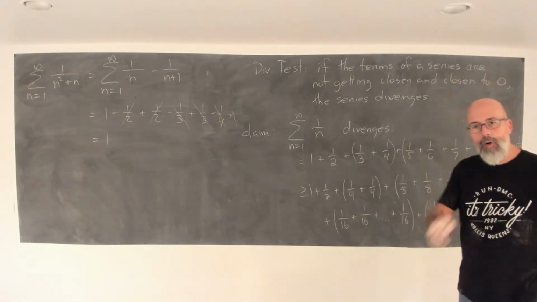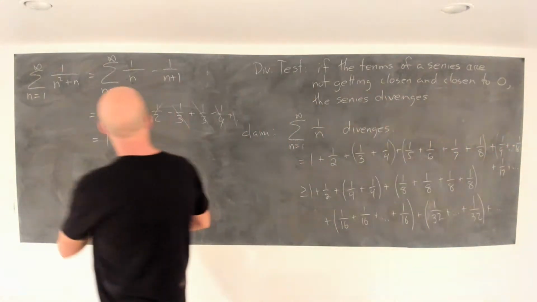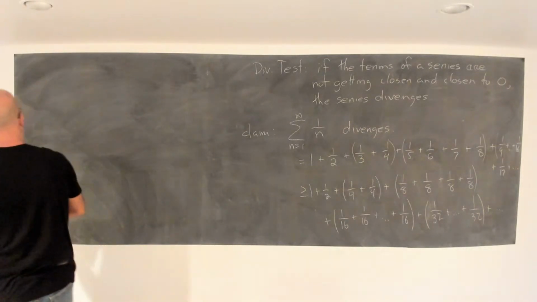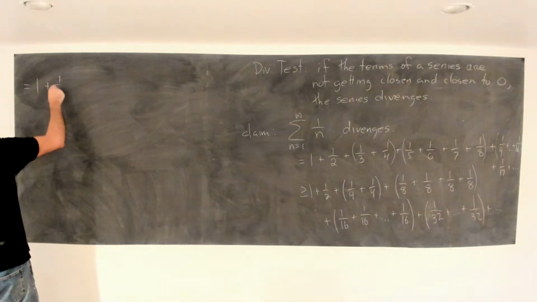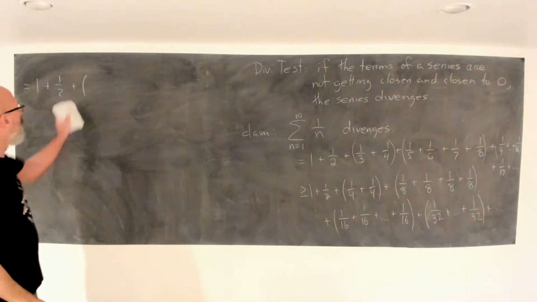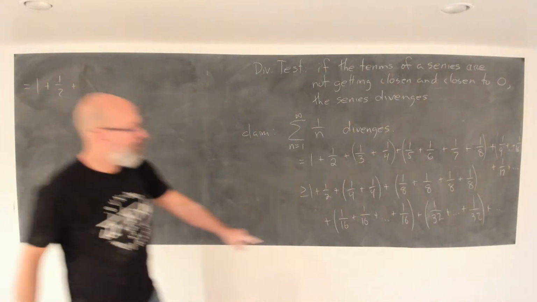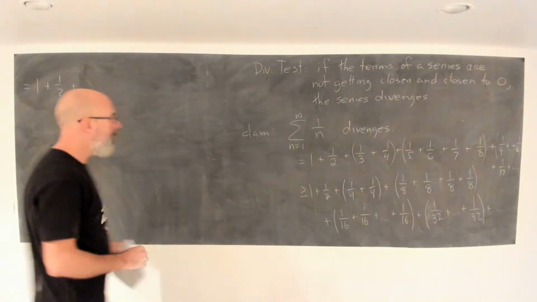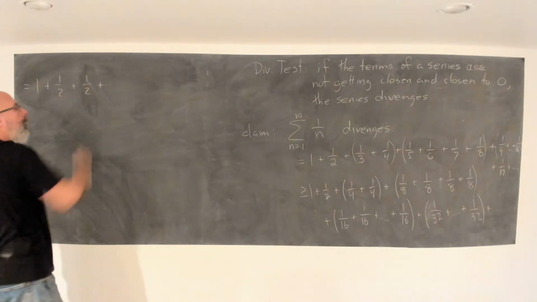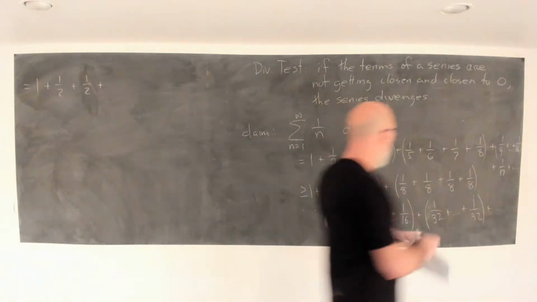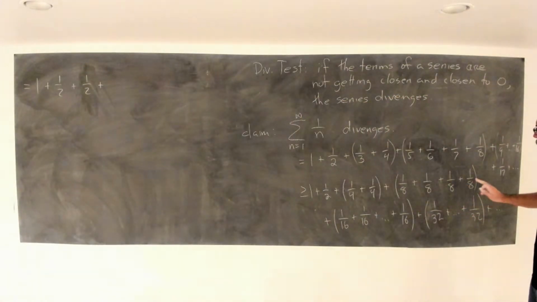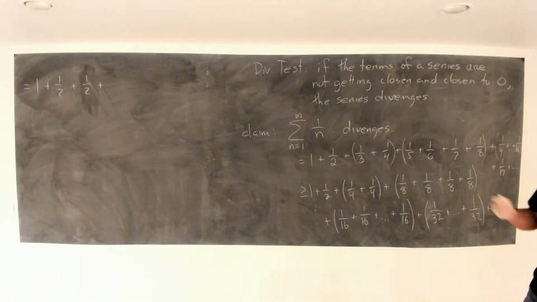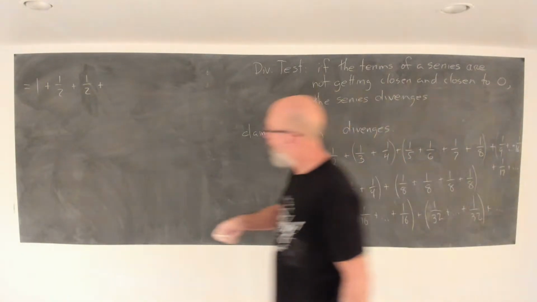1 over 4 plus 1 over 4, what is that? Right, this term in the first brackets, 1 over 4 plus 1 over 4, that's 1/2. What about the next bracket? You have 4 of the 1 over 8s. So 1 over 8 plus 1 over 8 plus 1 over 8 plus 1 over 8, that's 4 over 8, which is 1/2 again.